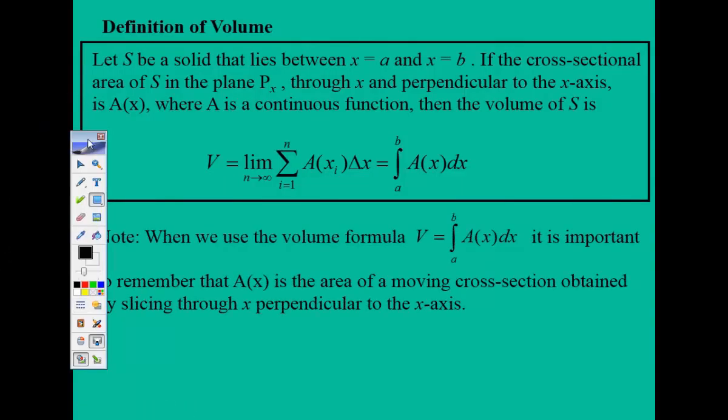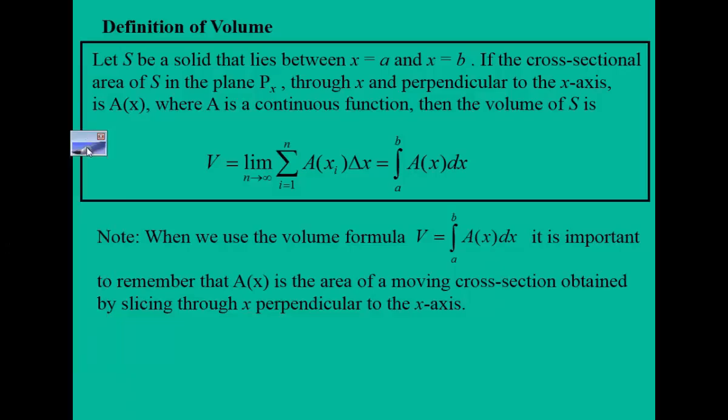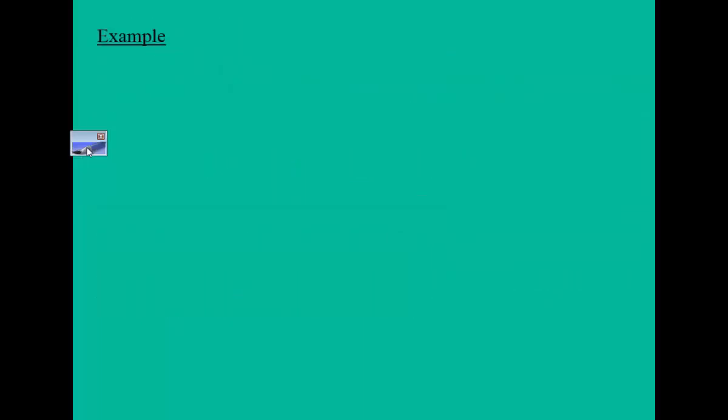Now note, when we use the volume formula, it's important to remember that A of x is the area of a moving cross section obtained by slicing through x perpendicular to the x-axis. We can also slice perpendicular to the y-axis, and then the widths would be delta y, and we'll practice that later on. But for right now, we're going to look at our slices being perpendicular to the x-axis.